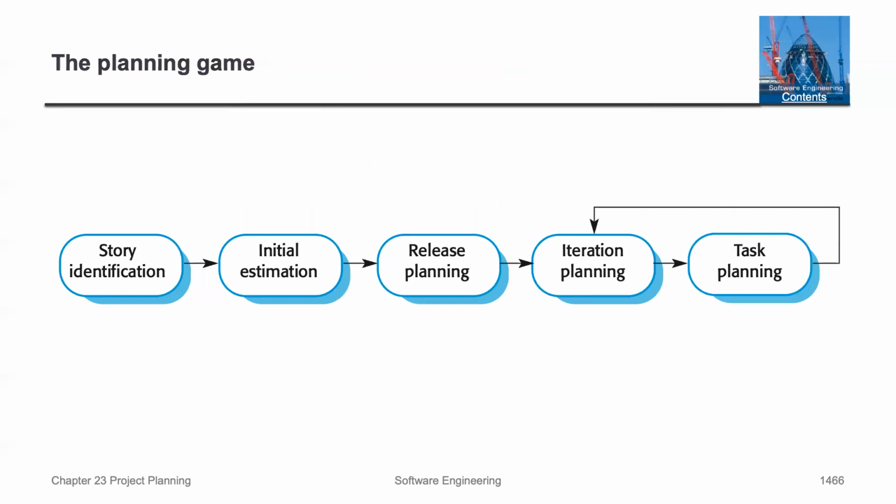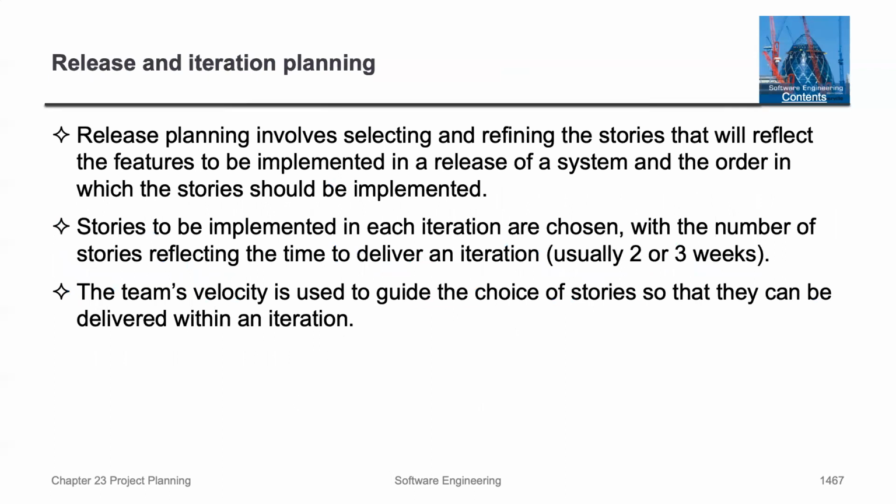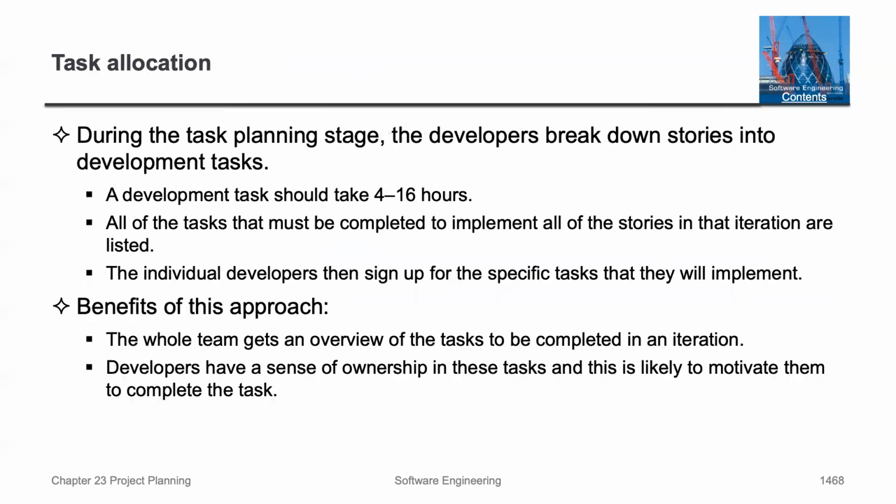Here is an illustration of the planning game. You go from story identification, initial estimation, getting into release planning, and then breaking that down into iteration planning and task planning, and having an iterative loop as you're looking at those together. For release and iteration planning, release planning involves selecting and refining the stories that will reflect the features to be implemented in a release of a system. Stories to be implemented in each iteration are chosen, with a number of stories reflecting the time to deliver an iteration. The team's velocity is used to guide the choice of stories that can be delivered within an iteration.